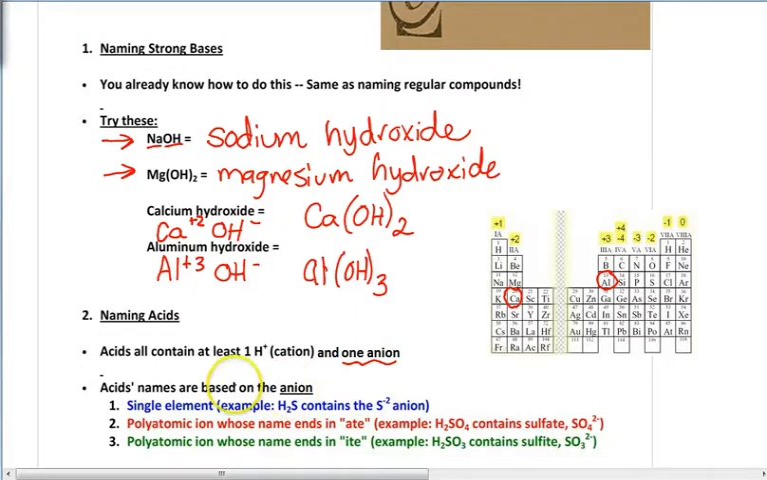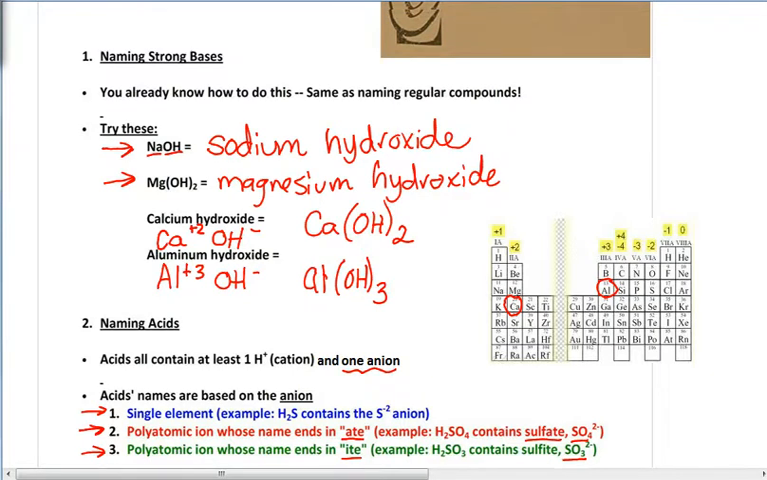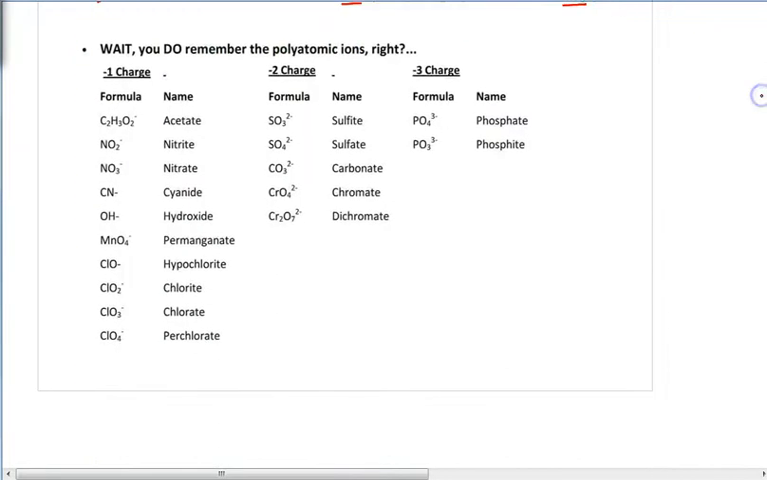If the anion is a single element, like in H2S, there's an S anion in there, that'll be one system. If it's a polyatomic ion whose name ends in "ate," like sulfate, SO4, or if it's a polyatomic ion whose name ends in "ite," like sulfite. Those are the 3 sets of naming systems that we're going to use. Now wait a second, you're like, I don't remember which ones end in "ate" and "ite." Well, if you don't remember, you need to bust out those polyatomic ion flashcards that you made back in first semester and relearn them. For your convenience, I have listed them all here, so if you don't know them, copy them down and study them.